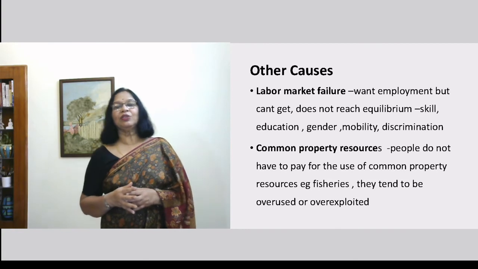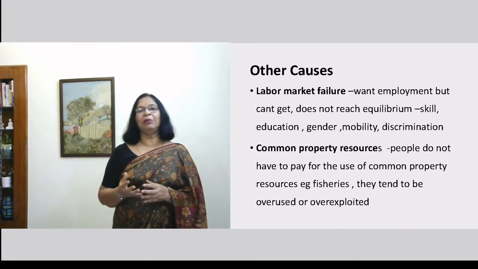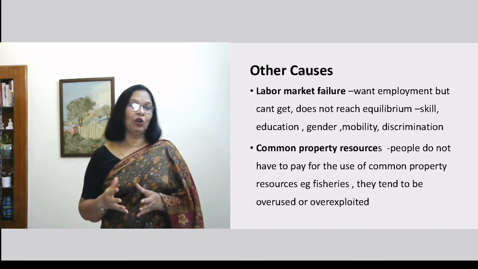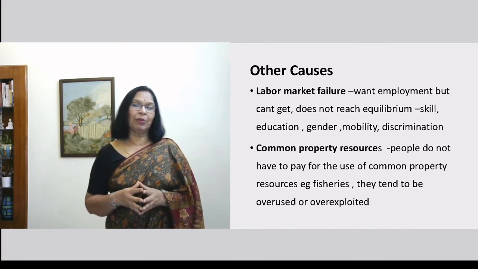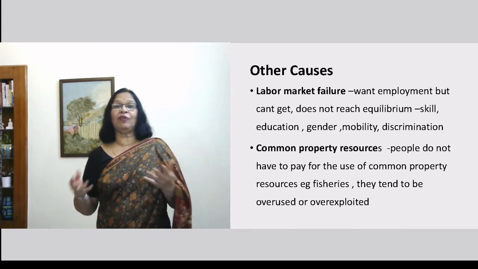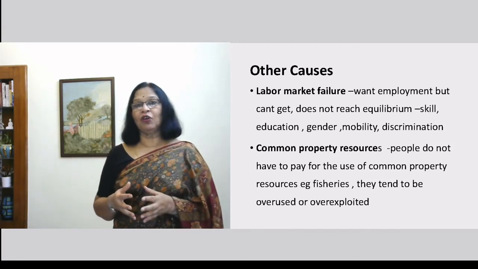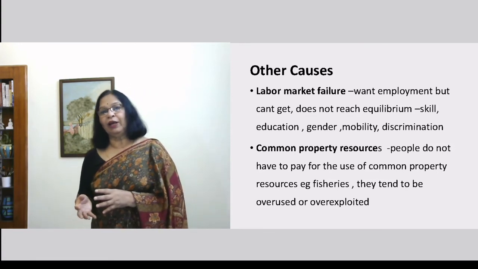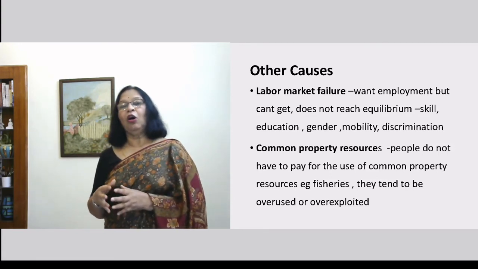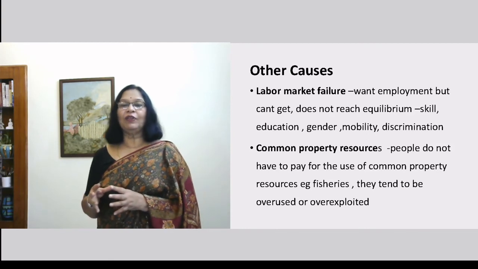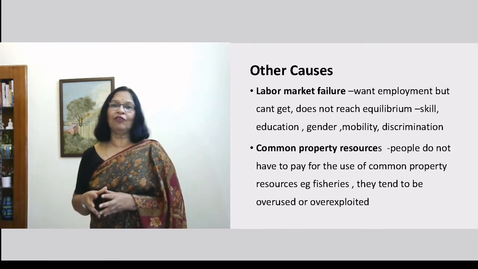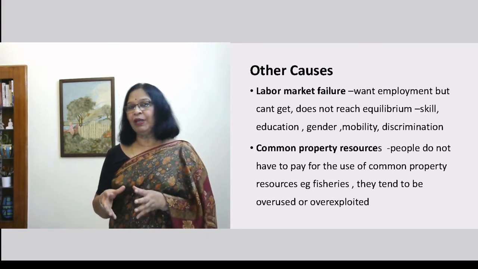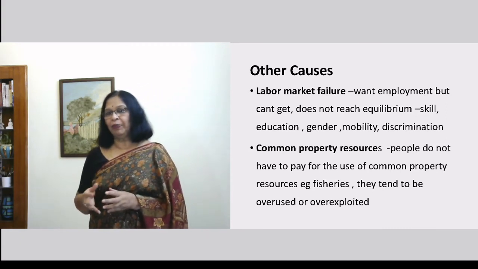There could be other reasons also for market failure. For example, the labor market can fail. In the labor market, the people who look for jobs may not get their jobs. And why does this labor market fail? It could fail for a variety of reasons. For example, it could be because of the education level, the skill level, the gender of the person who has applied for a job, or because of social mobility. Any of these reasons are adequate enough for the market not to succeed, and in which case there will be excess supply of labor in the market.